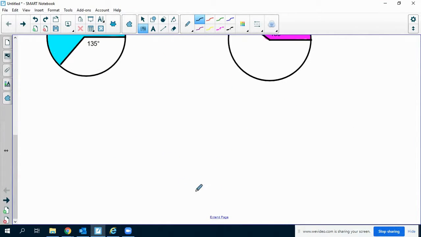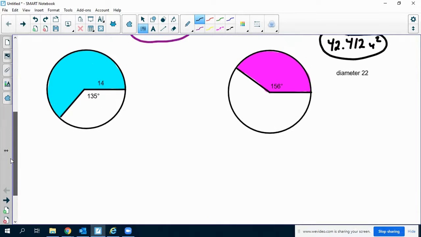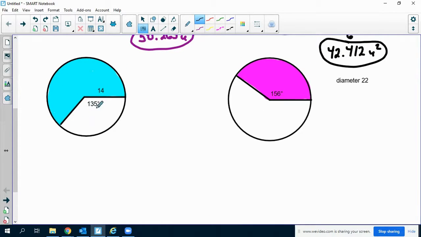Two more problems. Problem 3, I have a radius of 14, and this angle is 135 degrees. But notice that the shaded part is the bigger part. So I can't just use the 135. I have to use 360 minus 135 to figure out what that angle is. So that's a 225-degree arc or central angle if you want to think about it that way. And so that's what we will be using.